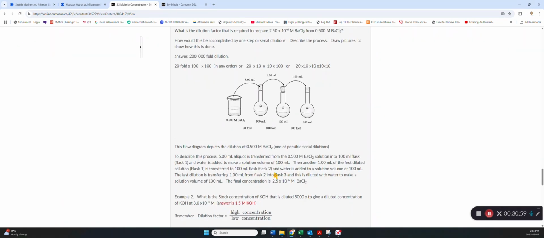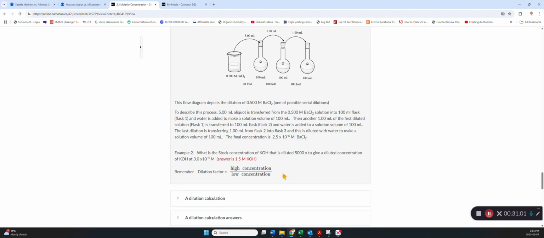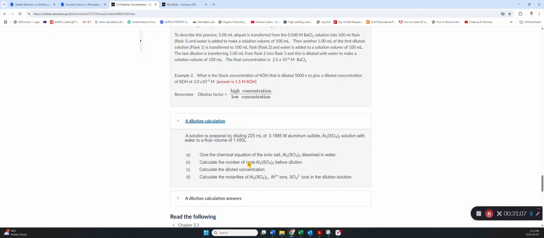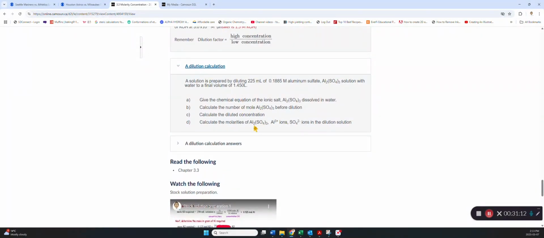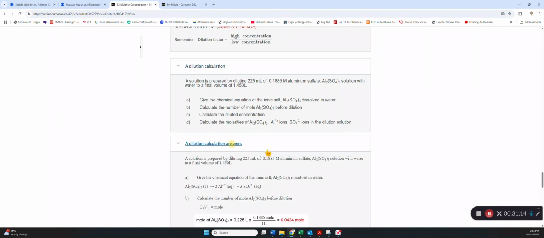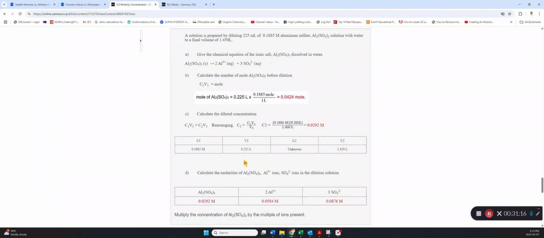And this is the description right here. The dilution factor is always given by the high concentration over low concentration. And you guys could try these other ones right here. These are the other dilution calculations. And the dilution calculation answers are given right here.